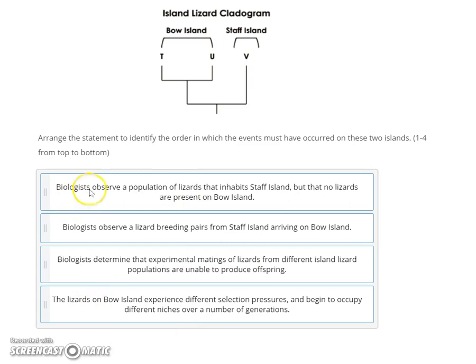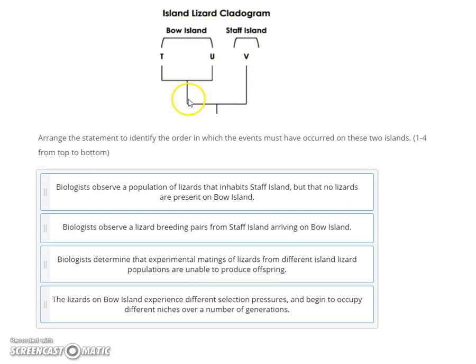So again, first there were no species on Bow Island, and then some lizards moved over to Bow Island, and eventually as they started to grow a new population, as they founded a new population, eventually scientists took some of these lizards, the Bow Island ones and the Staff Island ones, and they couldn't reproduce anymore. They tried to breed them and they couldn't. So that means we now had a speciation where they split apart. So now the Staff Island lizards are different from the Bow Island lizards.